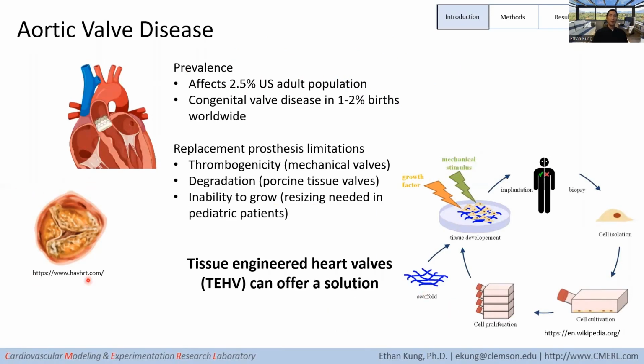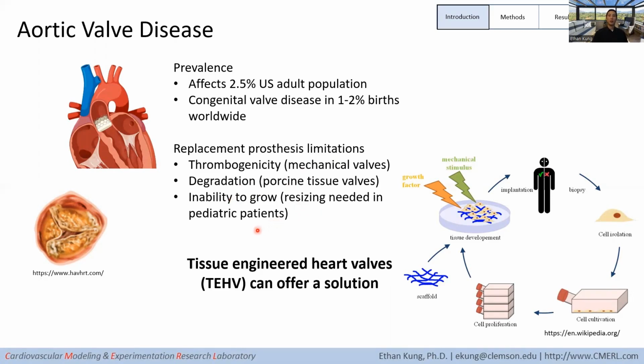If you have a diseased valve that needs to be replaced, currently you have two options. One, you can go with a mechanical valve, which is thrombogenic. And this means that you would need to be on lifelong anticoagulation management. Or you could choose a pig valve, which is a foreign tissue in your body. And so the valve is going to be subject to degradation and also doesn't grow with the patient, which poses some problems with pediatric patients.